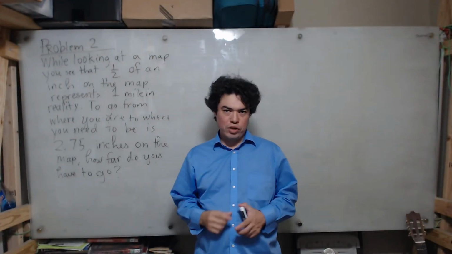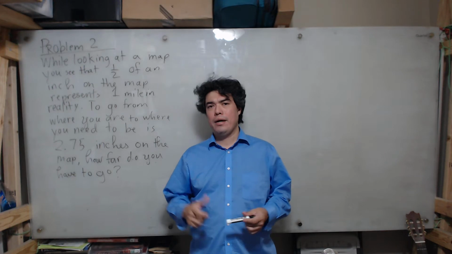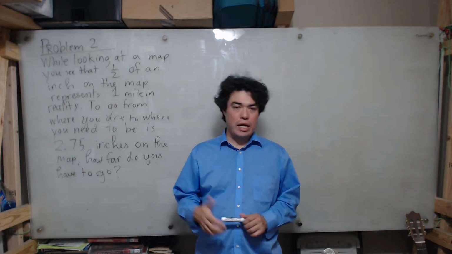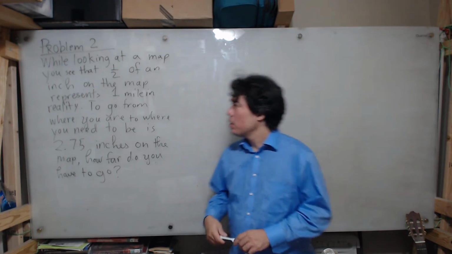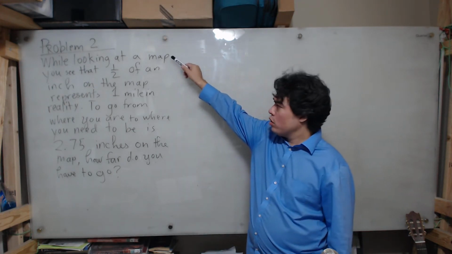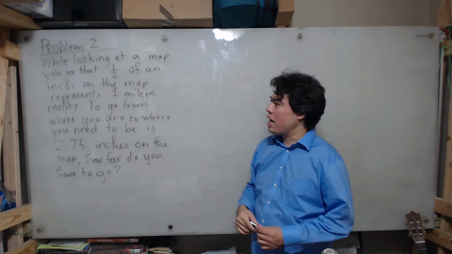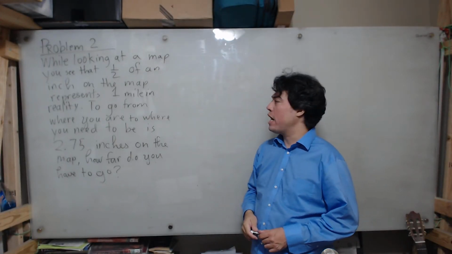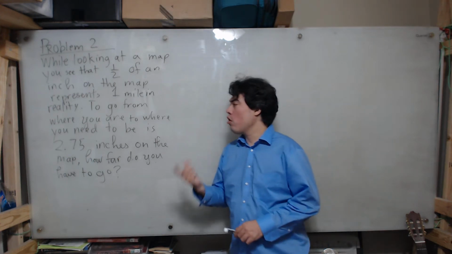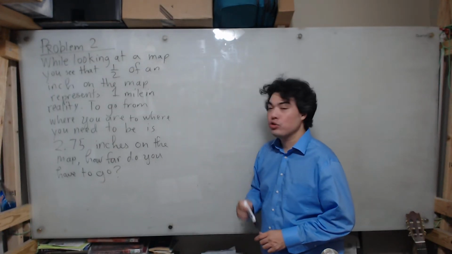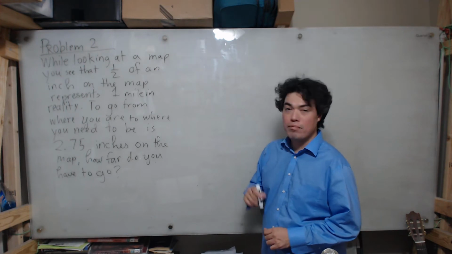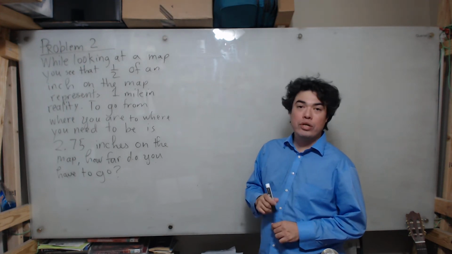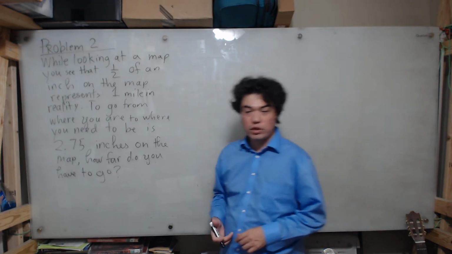Okay, so now we're going to do our second ratio problem. This is going to be a problem that will also be able to be set up as a proportion. And let's read it together first. Problem number 2. While looking at a map, you see that 1/2 of an inch on the map represents 1 mile in reality. To go from where you are to where you need to be is 2.75 inches on the map. And the question is, how far do you still have to go?